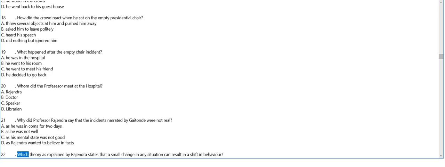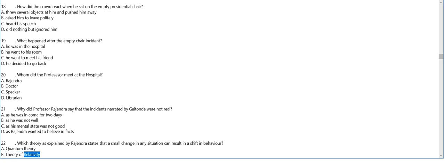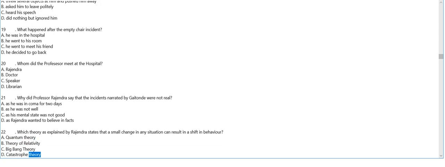22. Which theory as explained by Rajendra states that a small change in any situation can result in a shift in behavior? A. Quantum theory. B. Theory of relativity. C. Big Bang theory. D. Catastrophe theory.